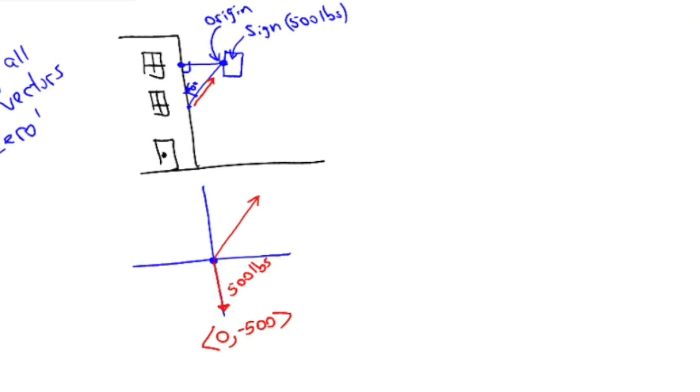What do I know about that? 60 degrees here, on the other side. So what angle am I interested in? This one. And this is 30 degrees. Do I know the magnitude of that vector? How much weight that support beam is holding? No. So that becomes one of my unknowns.